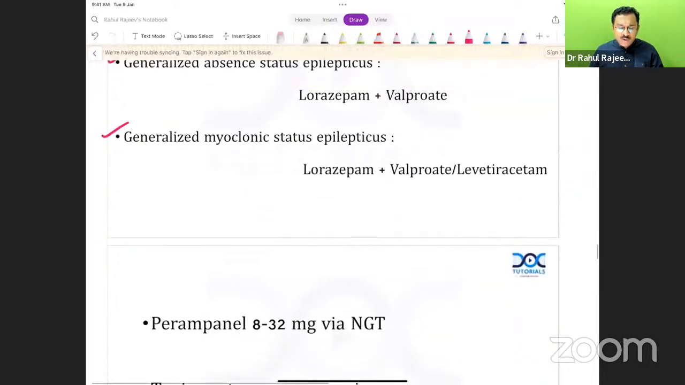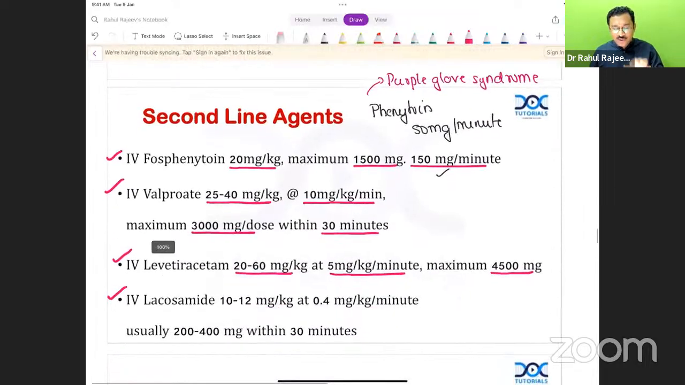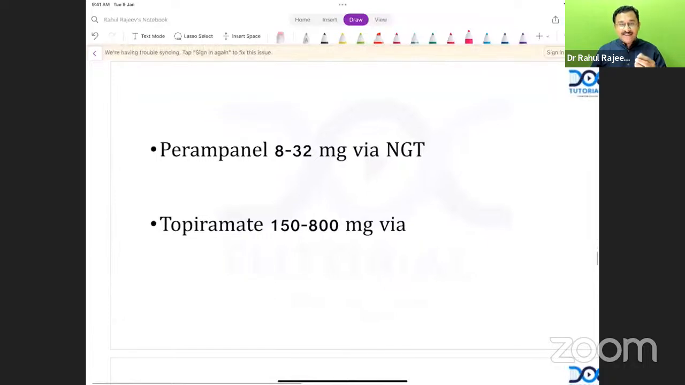Okay, right. Now, in addition to the agents that I have shown you, you can also try certain other agents, especially in the setting where you're not able to put an IV cannula very soon. You can give perampanel or topiramate via the nasogastric tube. Perampanel at a dose of 8 to 32 milligram. You've got tablets available at 2 milligram, 4 milligram, 6 milligram, 8 milligram strengths of perampanel, and topiramate 150 to 800 milligram. But mind you, not just in scenarios where getting IV access is difficult, in certain cases of refractory status also, sometimes giving perampanel or topiramate might work.